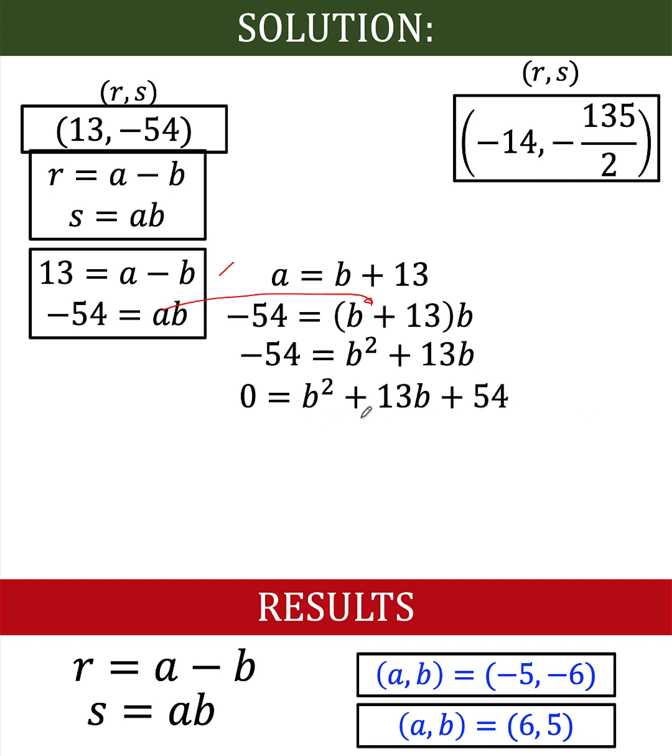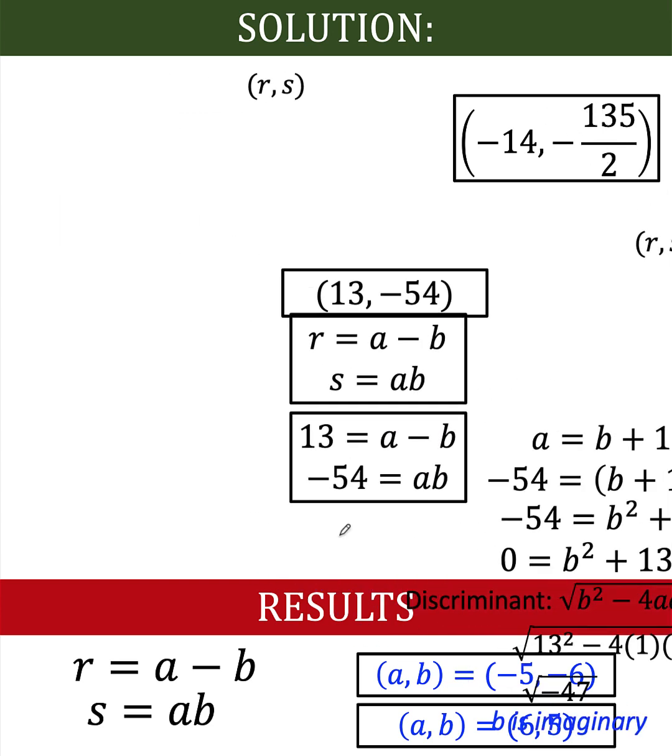But before solving this, let's check its discriminant. The discriminant is b squared minus 4ac, and check if the root is real or not. So solving now for the discriminant, we arrive at a discriminant that is negative 47, which means that this will not give us a real solution. The root here is imaginary. And we want only the real solution to this problem, so let's discard this case.